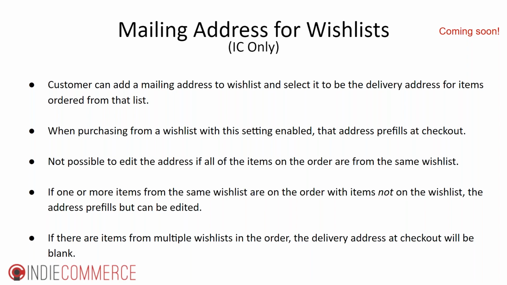So when someone's purchasing from a wish list with this setting enabled, that address will actually pre-fill in the delivery section of checkout. It will not be possible to edit that address if all of the items on the order are from the same wish list. If one or more items from the same wish list are on the order, but there are also other products in the cart that weren't chosen from the wish list, the delivery address will pre-fill, but it can be edited. Finally, if there are items from multiple wish lists on the order and all of those have different delivery addresses attached to them, the delivery address at checkout will be blank.